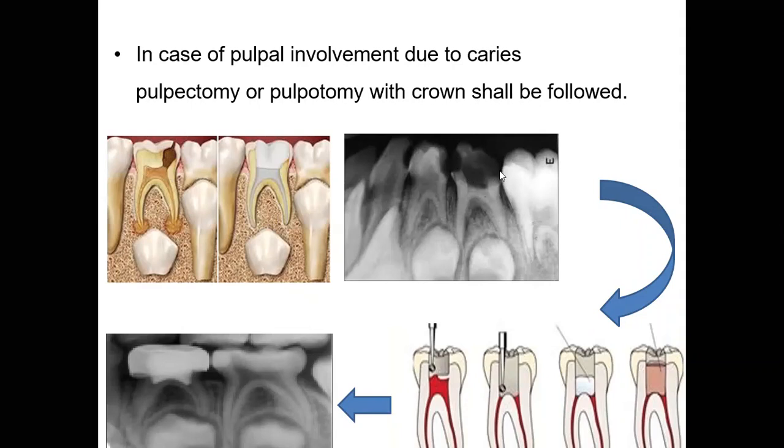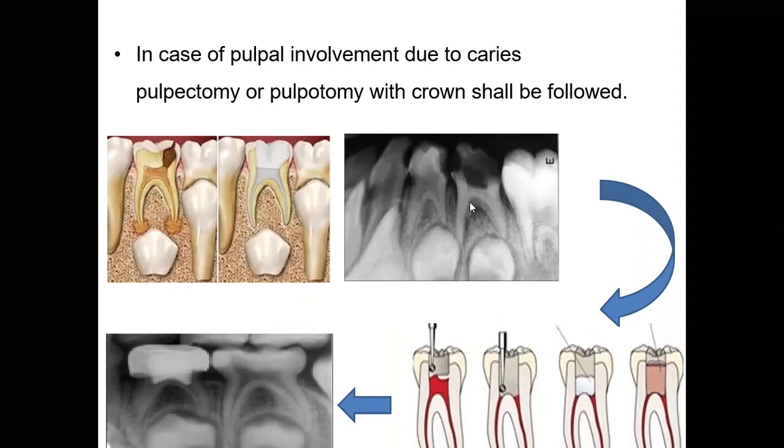For example, this is the deciduous tooth shown to you. See, it's a very deeply decayed tooth. This is again decayed. We cannot extract such teeth. We can prevent this by giving them a treatment according to requirement.